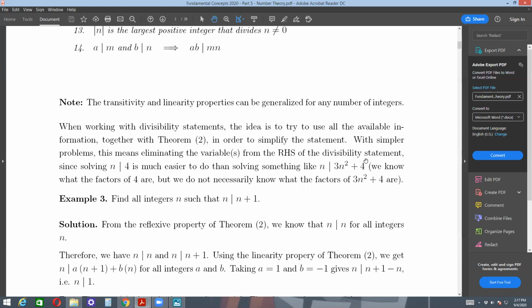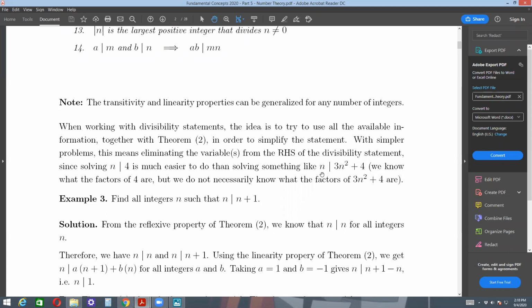So if you know that n divides 3n squared plus 4, it is also true that n divides itself. So I could use the linearity property, take this minus 3n times n. Basically, I'm trying to get rid of the n term. So I know n divides this, and I know n divides 3n squared. And if it divides both, it would divide a linear combination. So I could take this minus the 3n squared, cancel that, and you just get n divides 4.